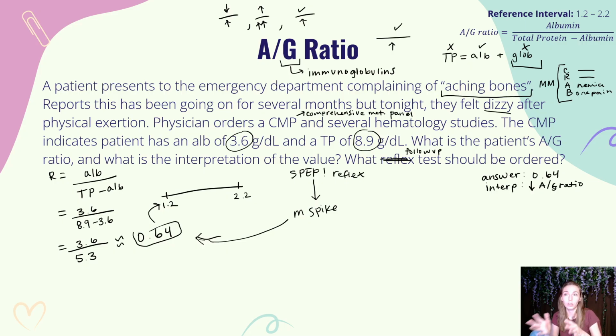And that's why I want to go through this in the context of case studies, because I want y'all to see that if this patient has a low AG ratio and we do an SPEP as a follow-up, and the SPEP comes back with an M spike, the M spike makes sense because that correlates to a low AG ratio, because an M spike is made up of, generally speaking, immunoglobulins.